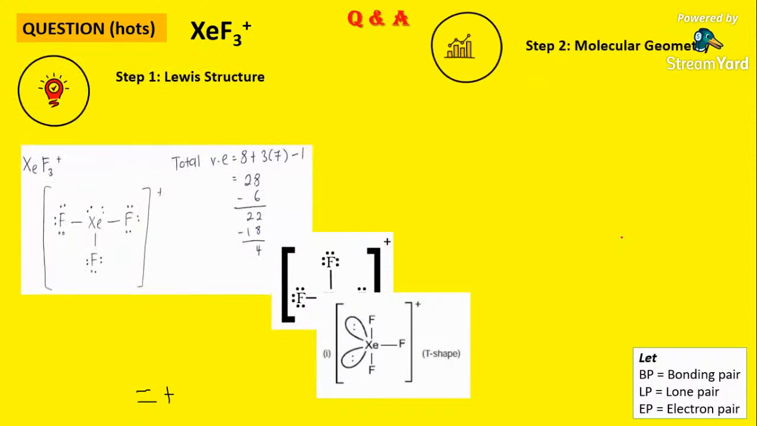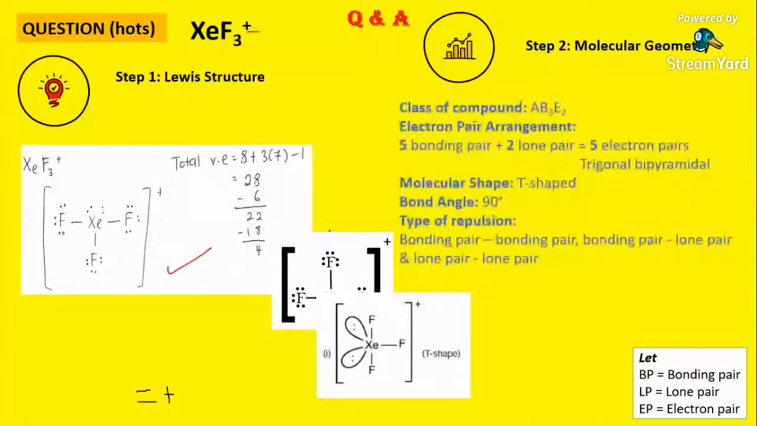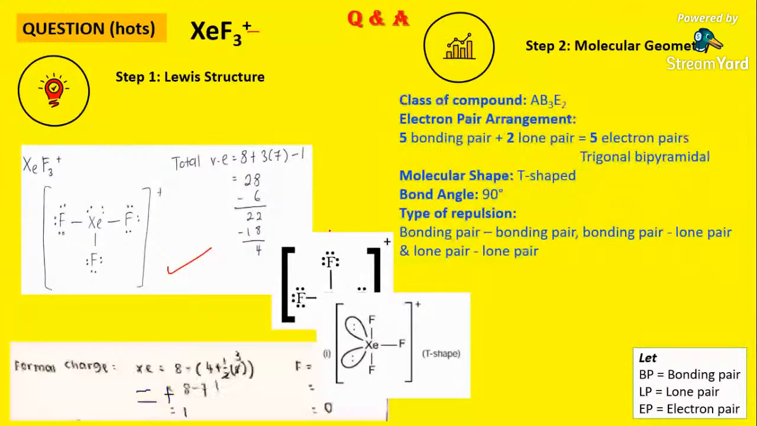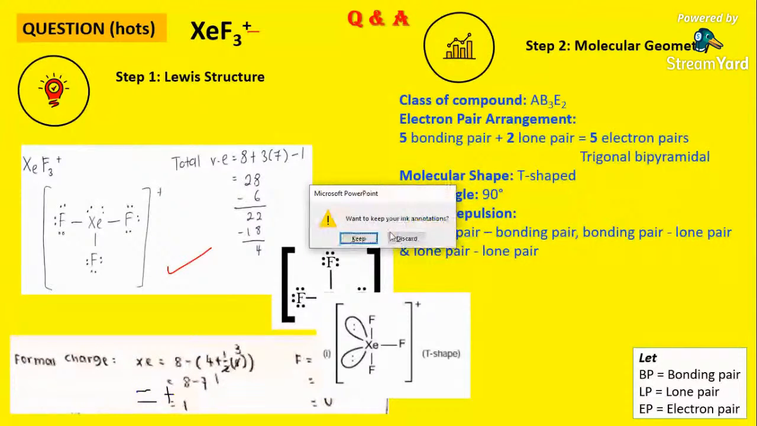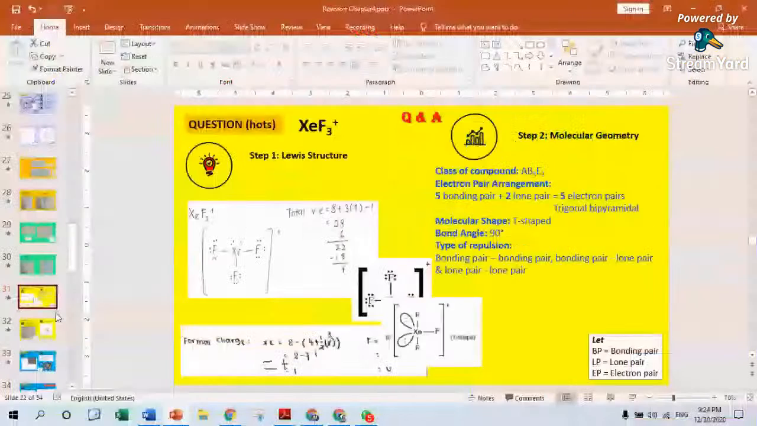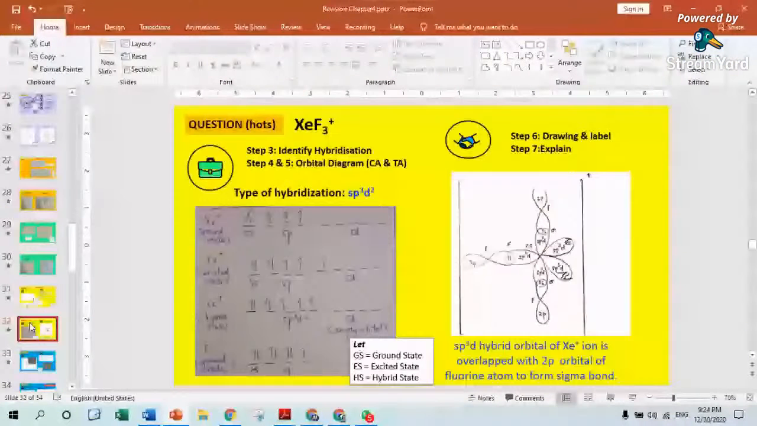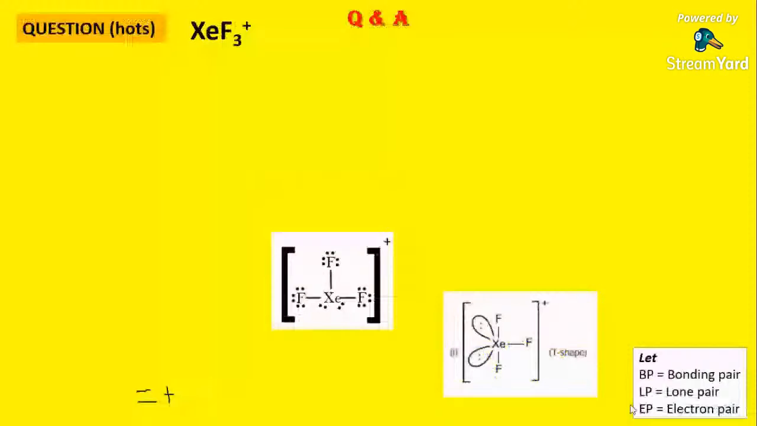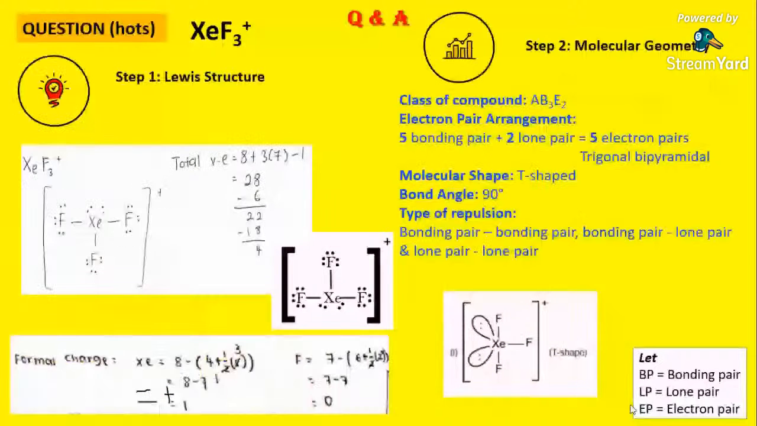Okay, this one is a bit different. Just now, without charge, and then this one with positive charge. So just follow the steps and you'll get this new structure. So this is the new structure for XeF3+.